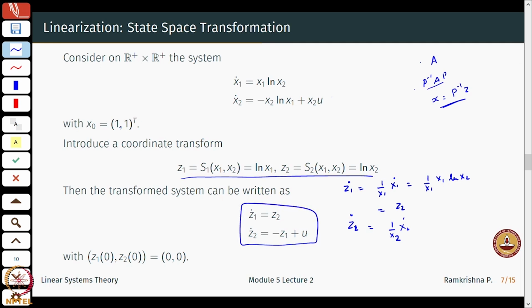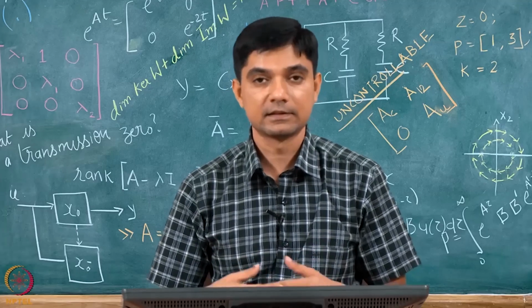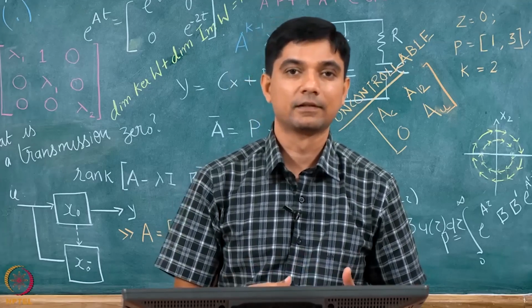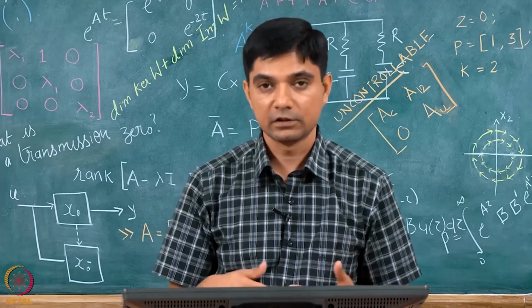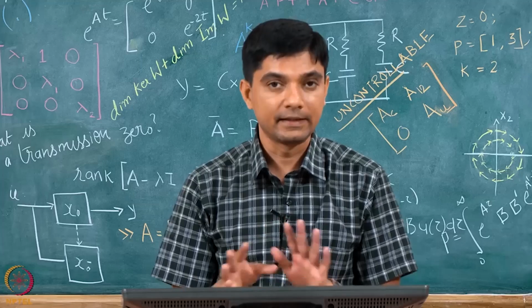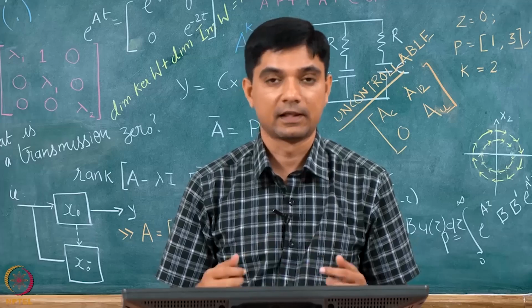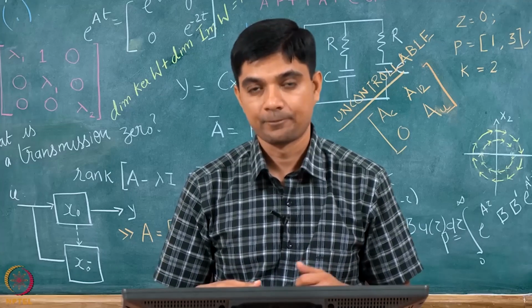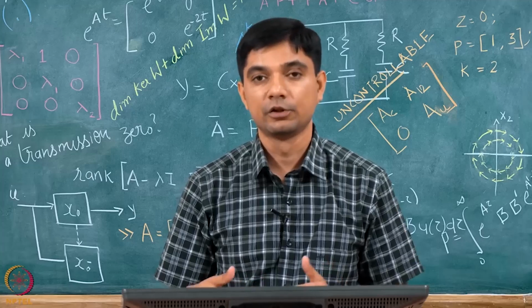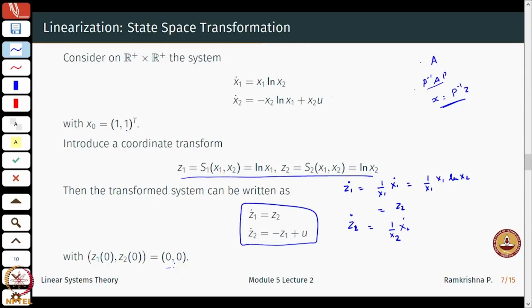Not only that, even the initial conditions transform to the origin. So, one of the reasons that a system can be nonlinear is someone wrote it in the wrong coordinates. Now, here with a change of coordinates, I am not doing any complicated math, or even approximating the system. I am just doing a coordinate transformation such that the system in the new coordinates looks like a linear system. This is a very simple linear time invariant system of the form x dot is ax plus bu.